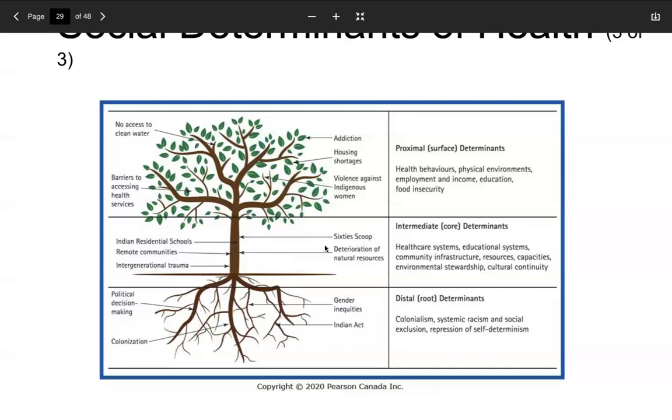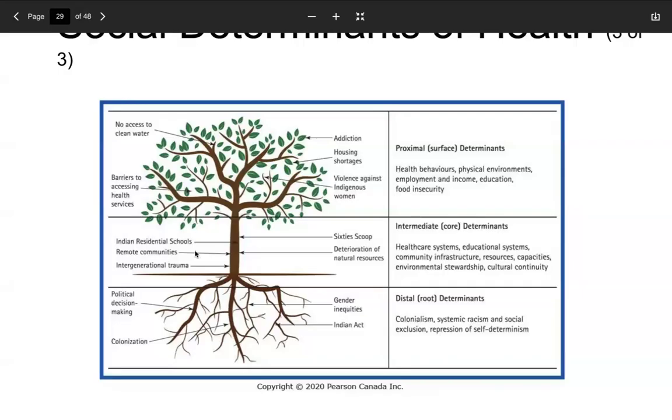So everything from mistrust in the system to addictions, to poverty, to poor health, it's all coming from these distal determinants, which includes the effects of colonization, systemic racism against the Indigenous community, social exclusion, repression of their self-determination.